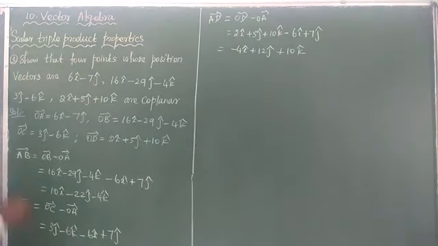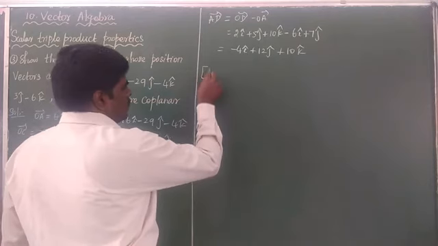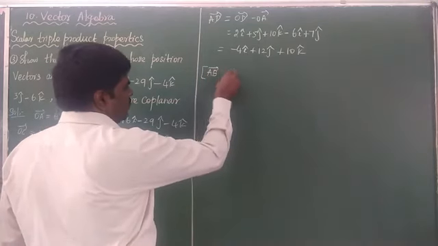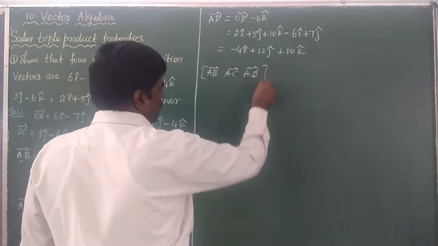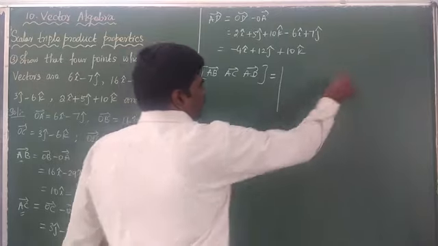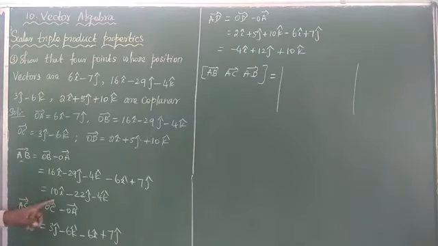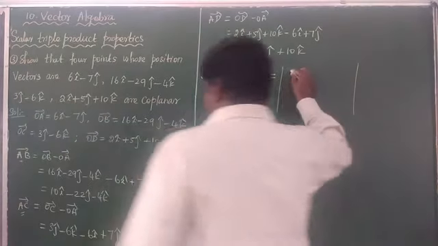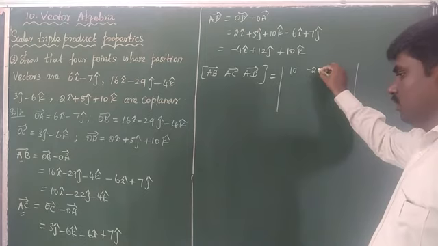I will take the point A as common, here of AB, AC, and AD. So same way, here you will take 3 vectors. That means the scalar triple product of AB vector, AC vector, AD vector is equal to the determinant. Here the determinant. What's the AB vector? The coefficients of the AB vector are 10, minus 22, minus 4.